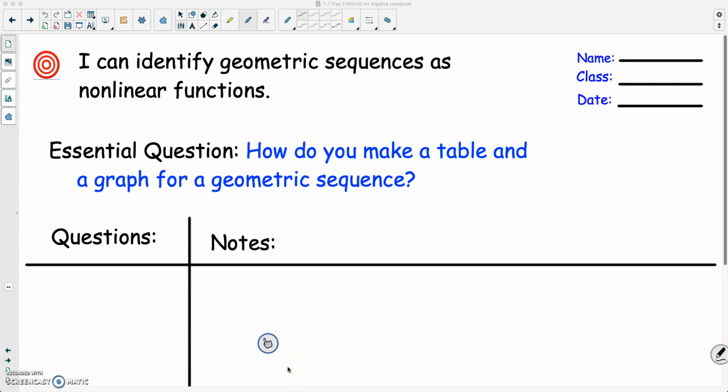Lesson 7-7. Our learning target today says I can identify geometric sequences as nonlinear functions. Our essential question is, how do you make a table and a graph for a geometric sequence?